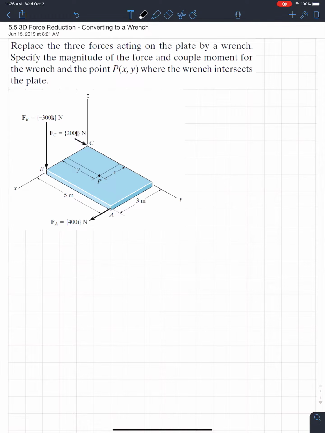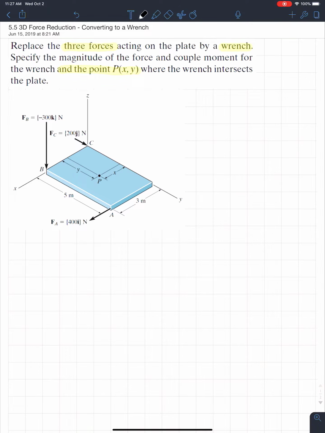Alrighty, so looking at this example, it wants us to replace the three forces acting on the plate by a wrench. Okay, well, we saw that coming. We already discussed we're going to do a wrench. But it also says specify the magnitude of the force and the couple moment for the wrench and the point P(x,y) where the wrench intersects the plate. So that's a hint that, like the last example, we're going to have to move our resultant force a little bit to create a desired moment. But we'll get into that in just a little bit.